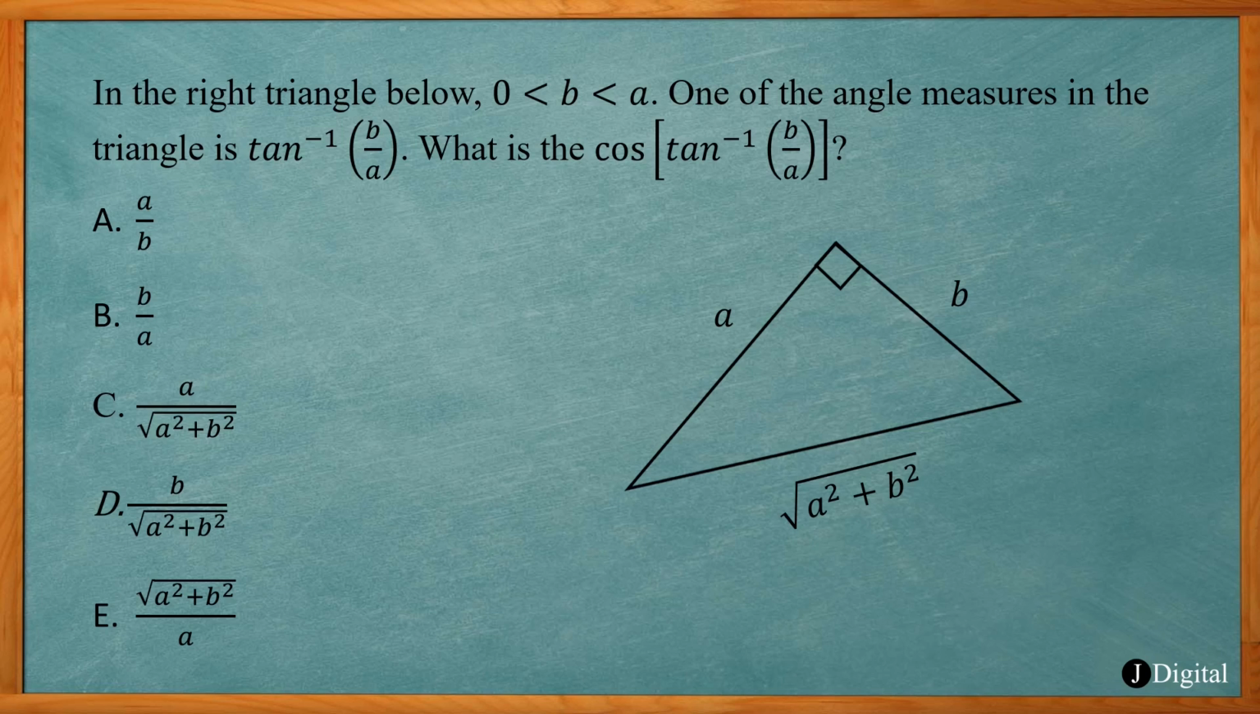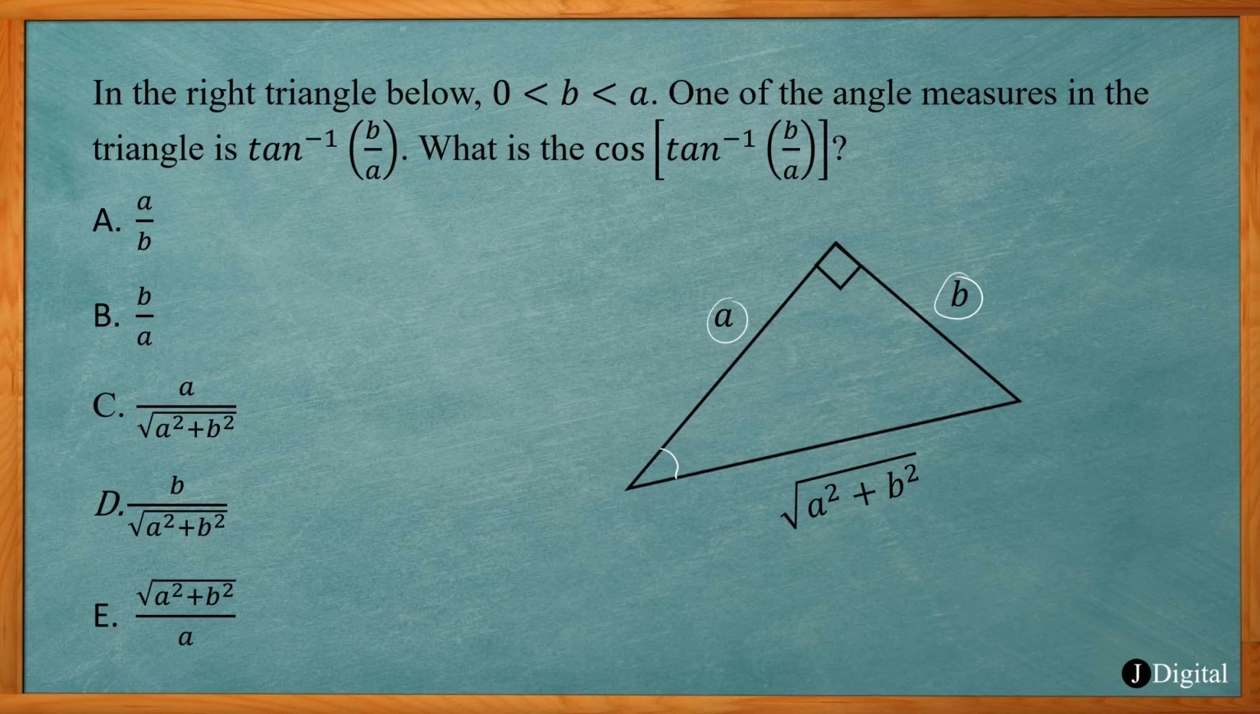This problem says in the right triangle below, 0 is less than B, which is less than A. One of the angle measures in the triangle is the inverse tangent of B over A. What is the cosine of the inverse tangent of B over A? So we look at tangent B over A. Remember, tangent is opposite over adjacent. So the B is the opposite, the A is the adjacent.